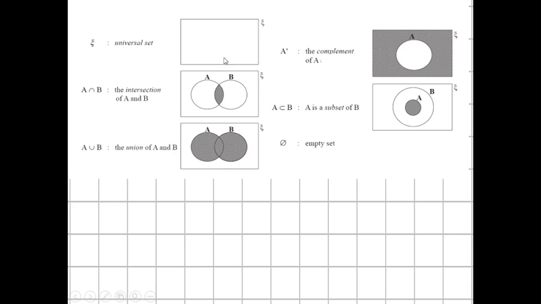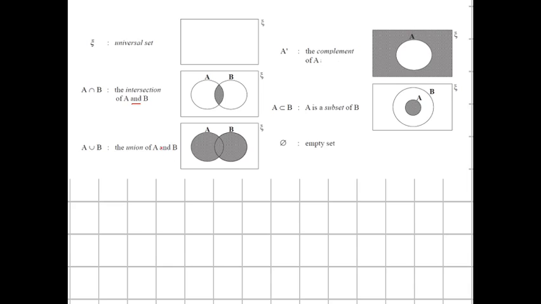First of all, we have a universal set, which is a set of everything. Then if we've got a set A and a set B, this little n-like symbol is the intersection. So it's only what is in A and B. It's got to be in both. This is the union, and it can be in either.